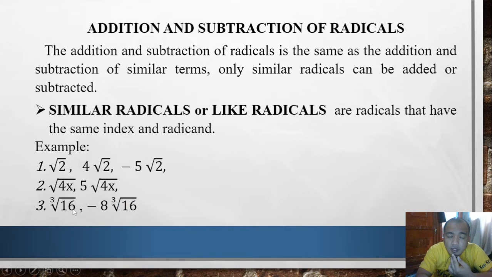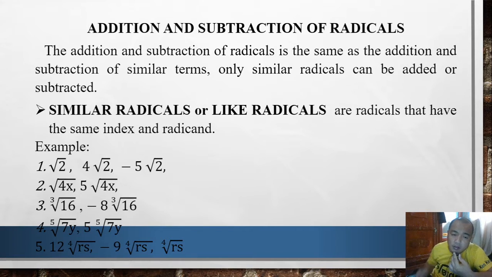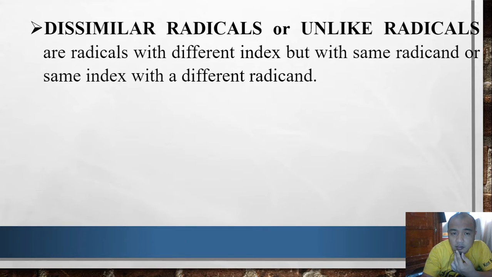Number 3, another similar radicals: cube root of 16 and negative 8 cube root of 16. Same index 3 and same radicand 16. Number 4, fifth root of 7y, 5 fifth root of 7y. Same index 5, same radicand 7y. And we have also number 5, 12 fourth root of rs, negative 9 fourth root of rs. Same index 4 and same radicand rs. So these are all examples of similar or like radicals.